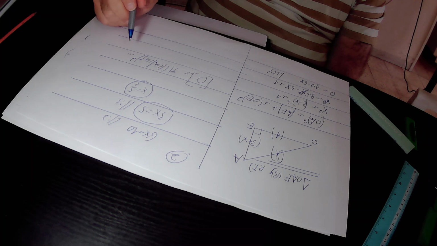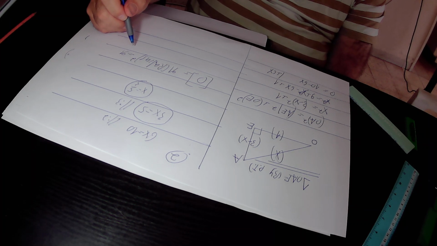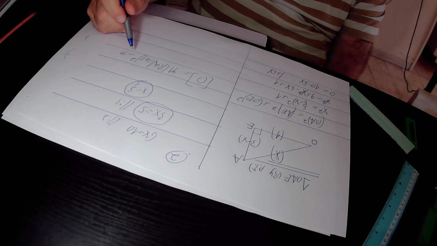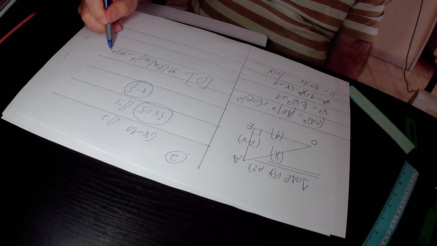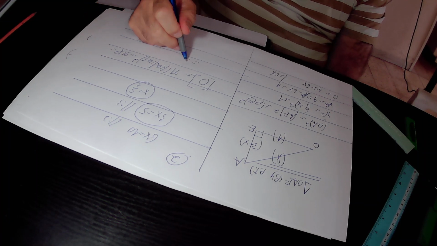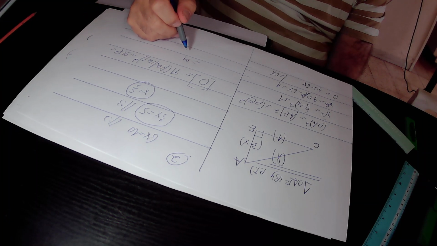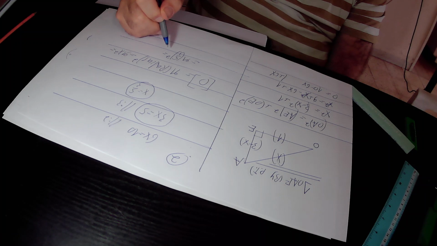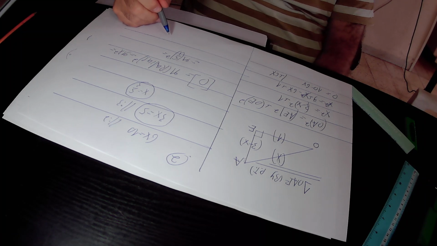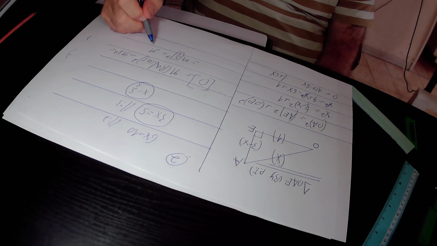And therefore, the area of our circle must be equal to pi times the radius of our circle squared. The radius of our circle is x, therefore the radius squared is x squared. So the area of our circle is pi times x squared. x is 5 over 3, therefore x squared is 5 over 3 squared. So the area of our circle is equal to pi times 5 over 3 squared.